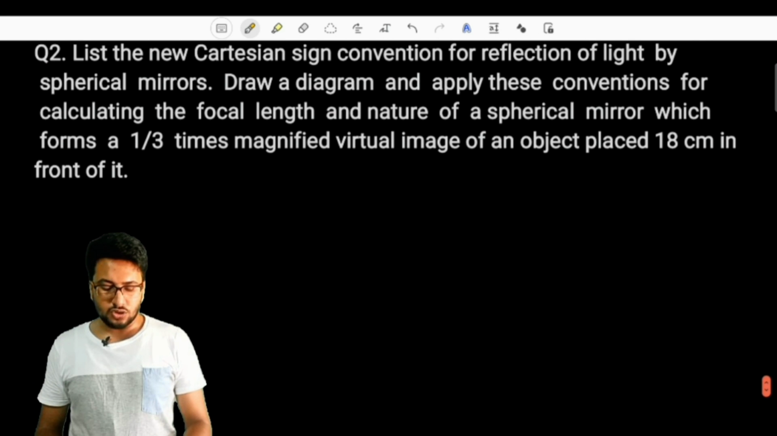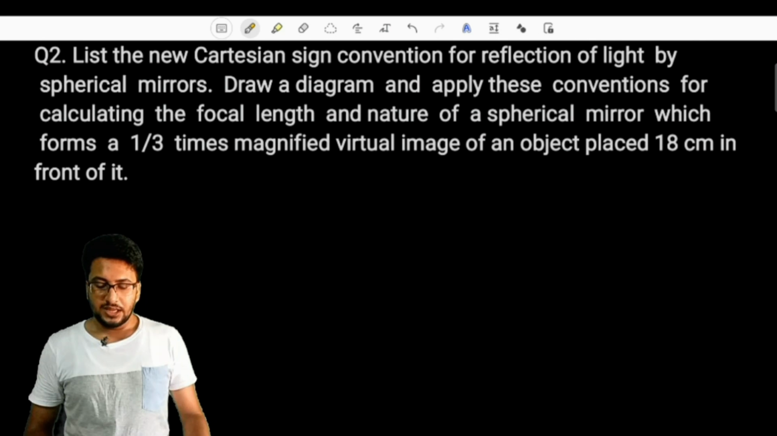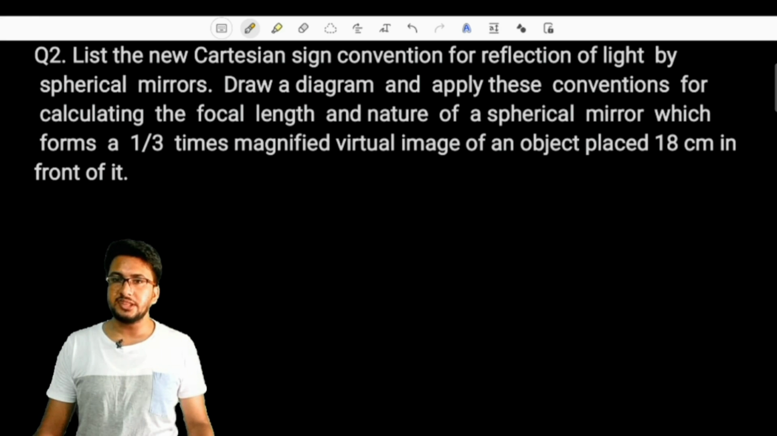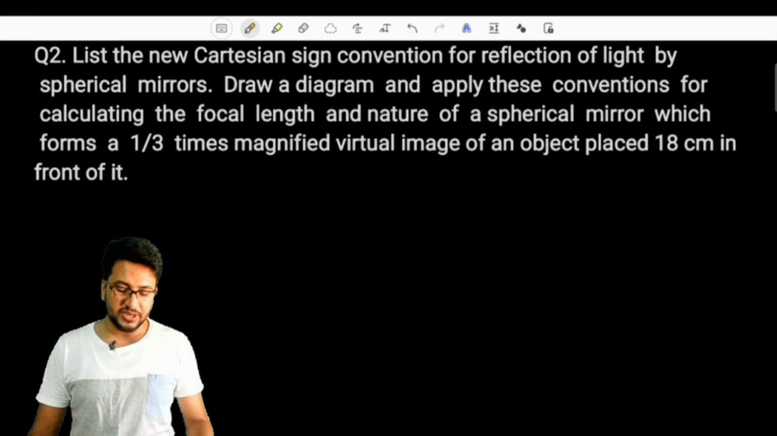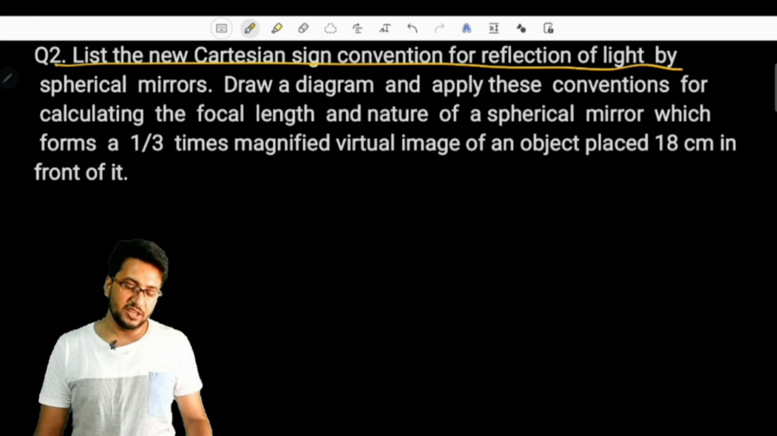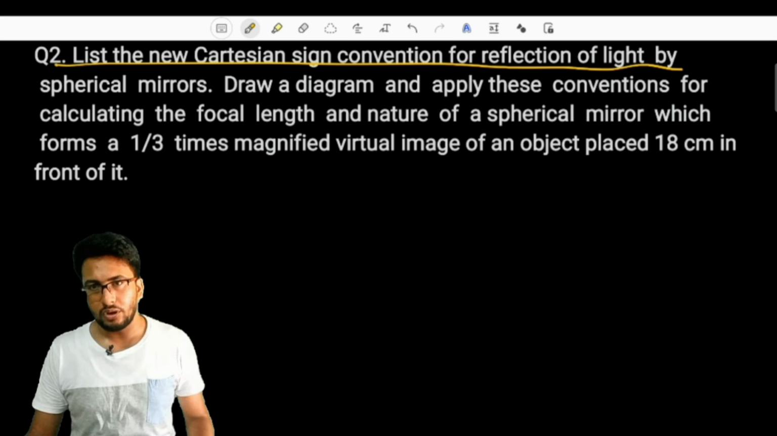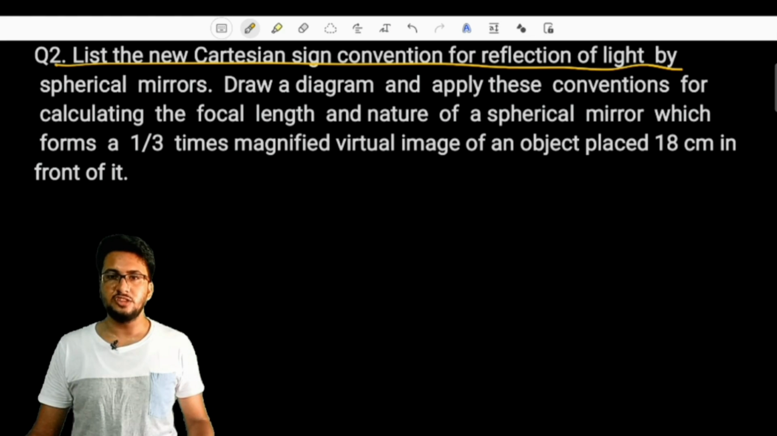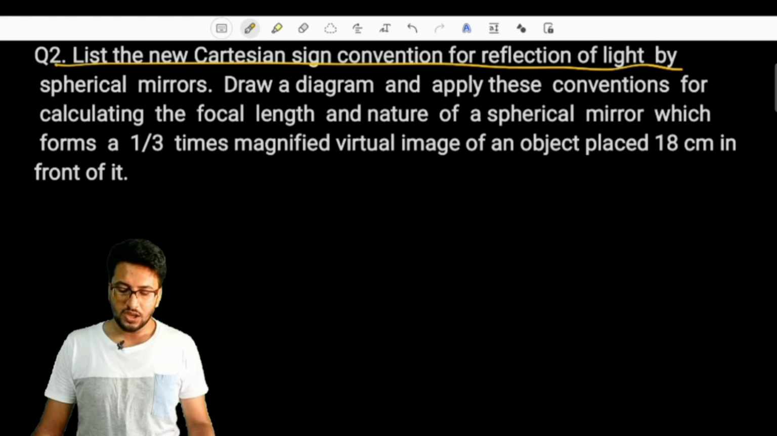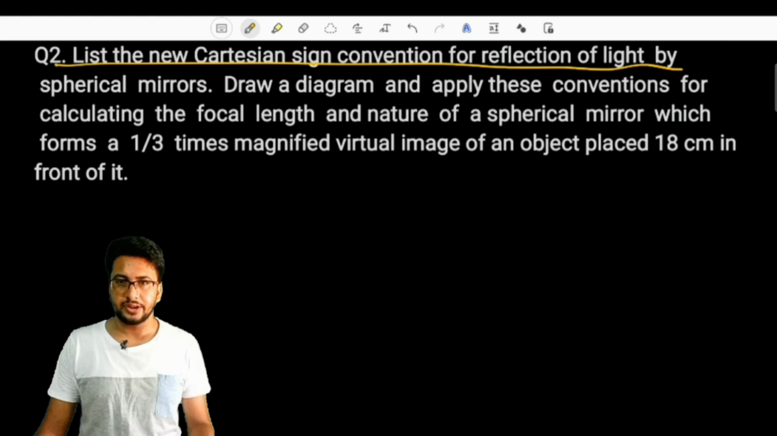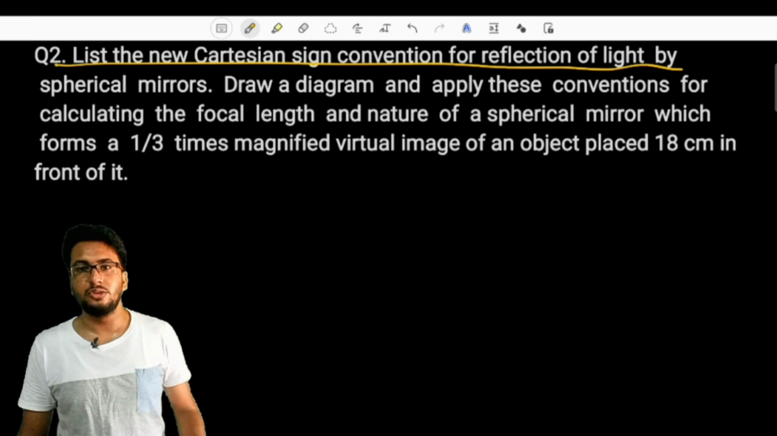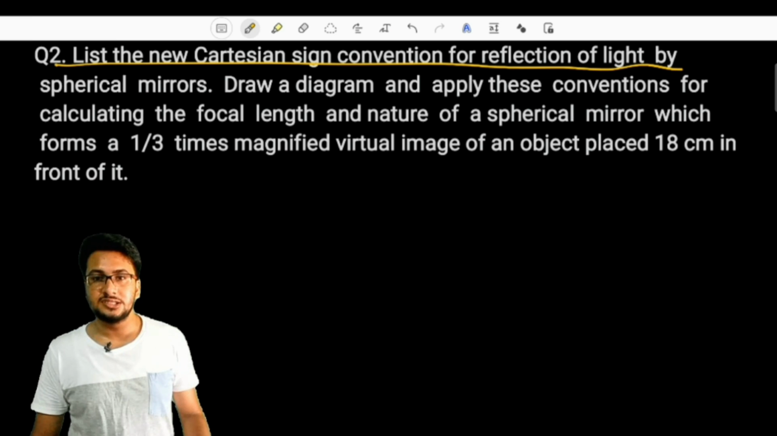Now let us talk about question number 2. In case of question number 2, you see the same thing is happening. The first question is just similar. List the new Cartesian sign convention for reflection of light by spherical mirrors. So you have to write all the points of sign conventions that are mentioned in any of the textbooks, okay, or you can follow the NCERT textbook, better to follow, because to perform very good in your board exam, it is desirable to follow. It is very good to follow the NCERT book very smoothly.